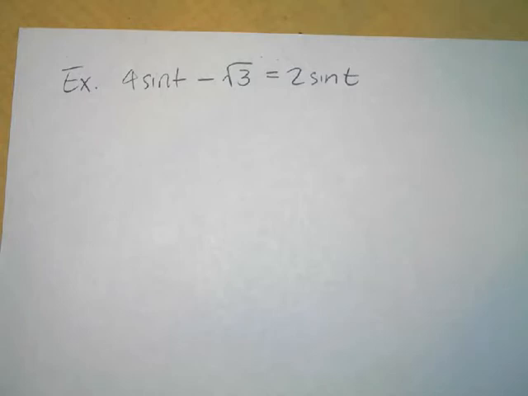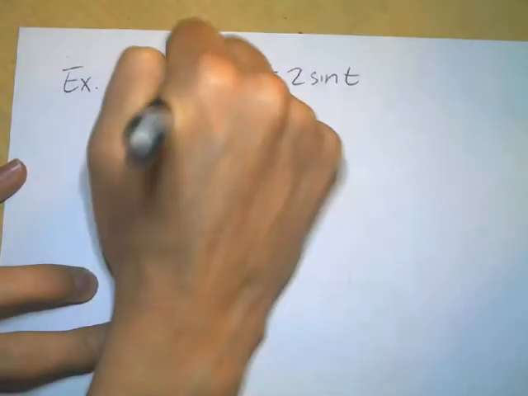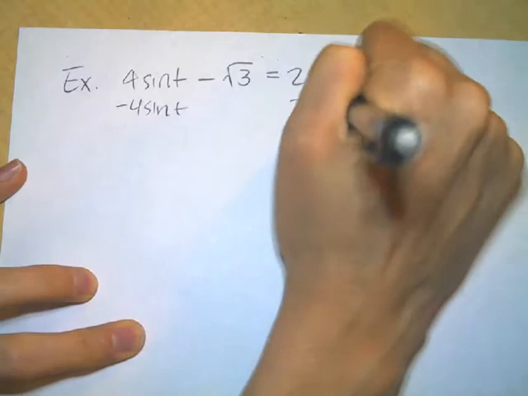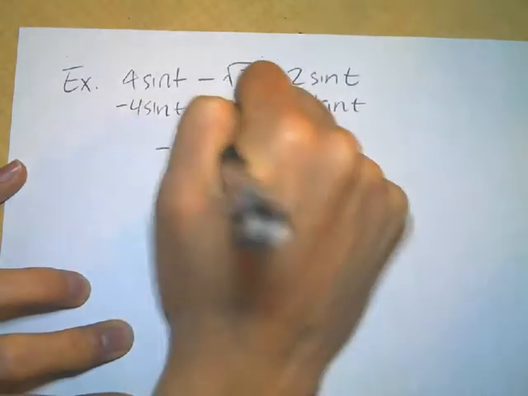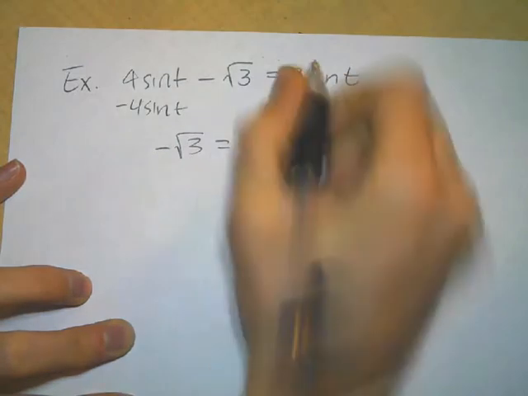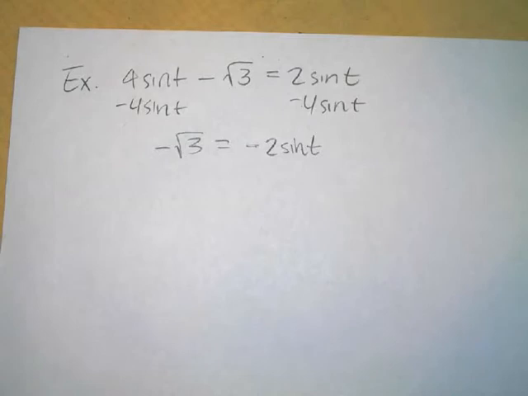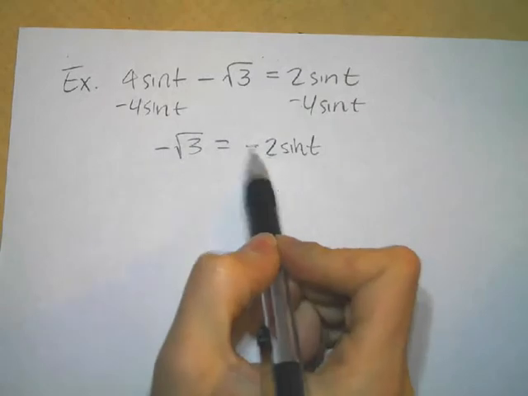Yes. So I can subtract 4 sine t here, subtract 4 sine t here. I get negative square root of 3 equals, what's 2 minus 4? Negative 2. So it's going to be negative 2 sine t. So you can just pretend like the sine is like an x. So you're doing the same thing, you're just subtracting, and it ends up being negative 2 sine t.